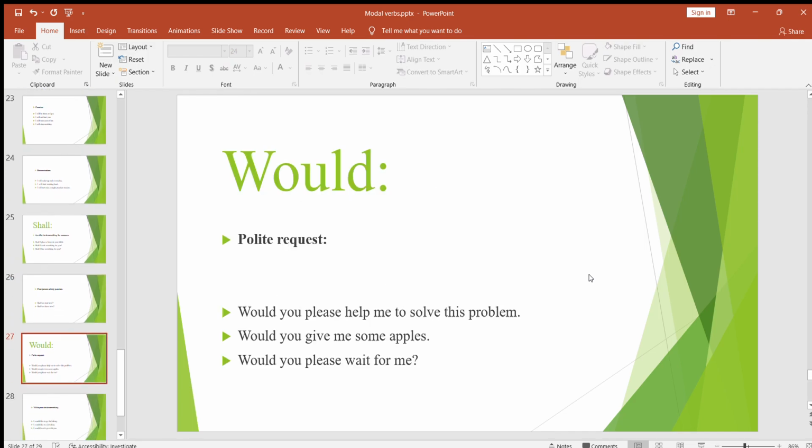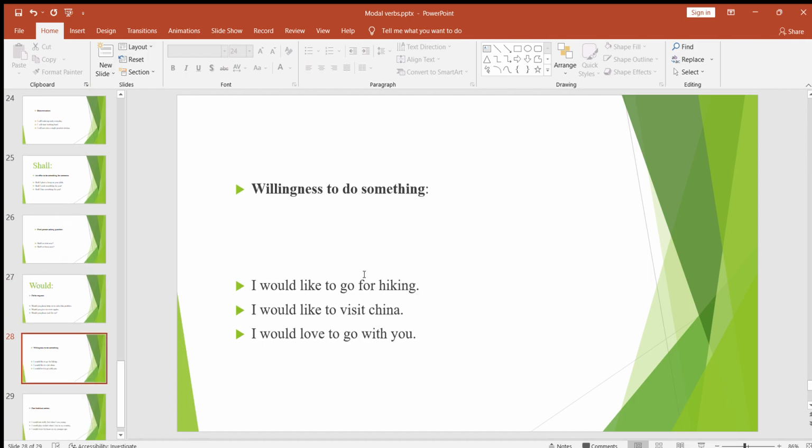Next, would. This is the last modal verb we're going to learn. We can use would for polite requests, just like could. You can also use would for polite or humble requests. Let's look at these examples. Would you please help me to solve this problem? Would you give me some apples? Would you please wait for me? So again, for humble requests, for polite requests, you can use would.